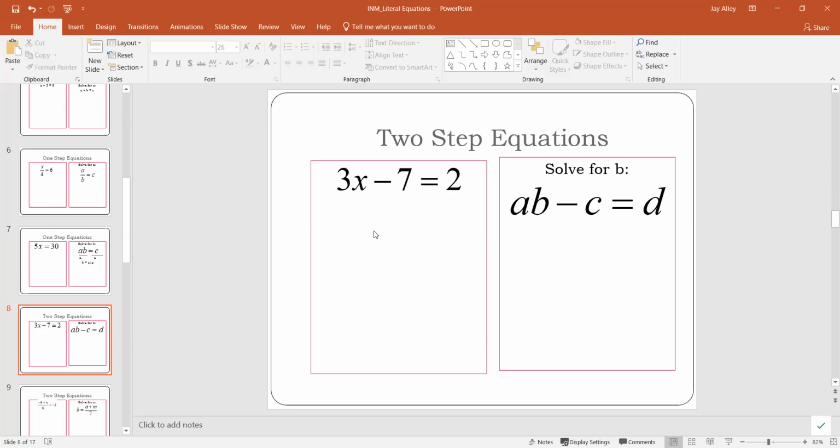Match like terms. It's an interesting suggestion. I'm not sure what you mean. Because they're on... Go ahead. They're on opposite sides of the equal sign. Somebody said add 7. I like that answer best so far.